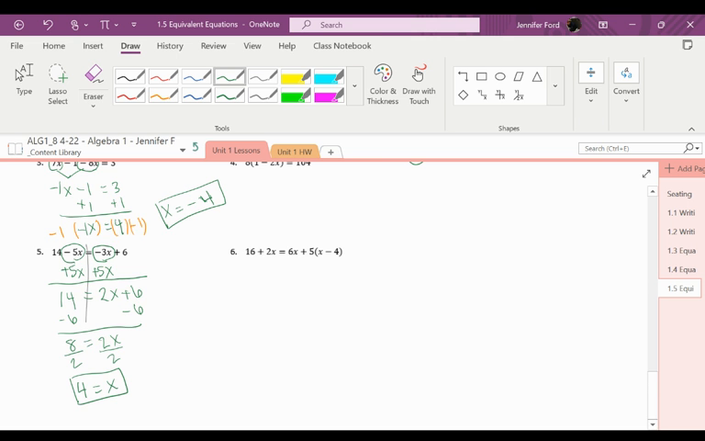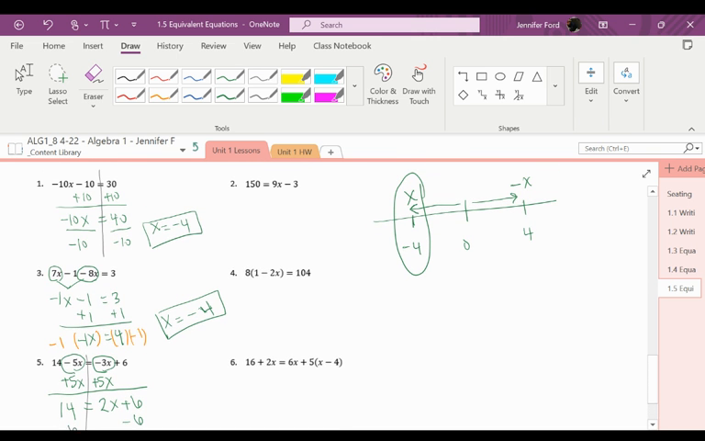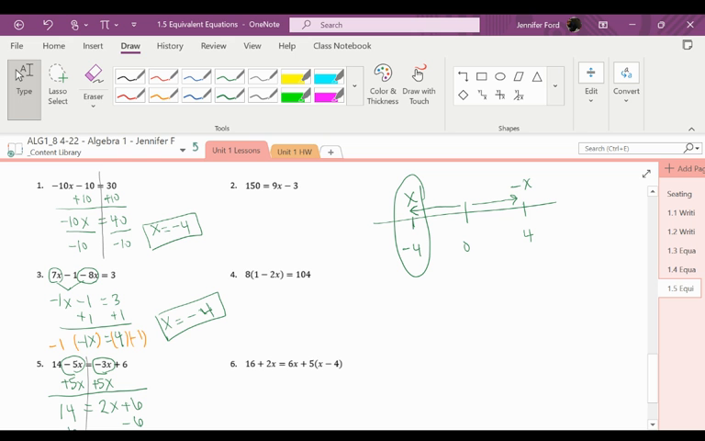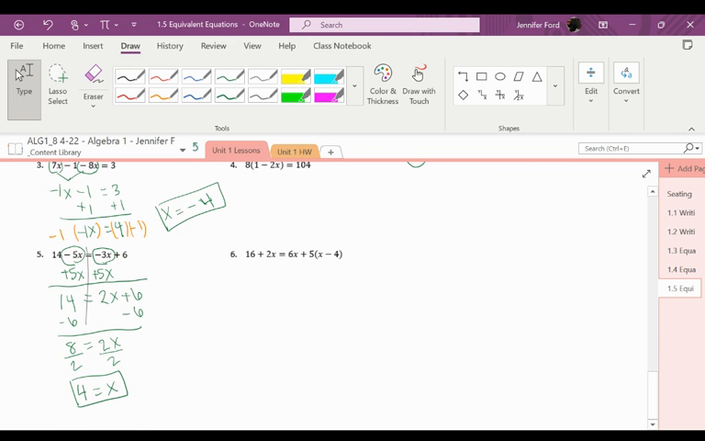Okay. I hope you find that helpful. Oh, none of those had distributive property. Okay, I'm going to do number 6 also because this is the hardest one. All right.